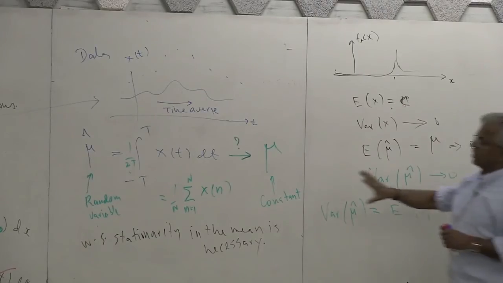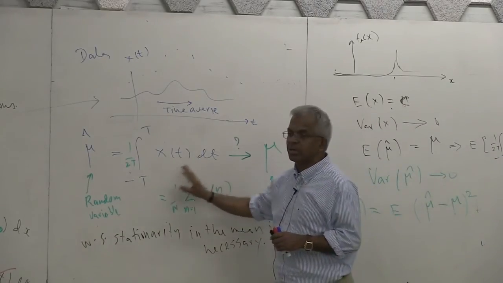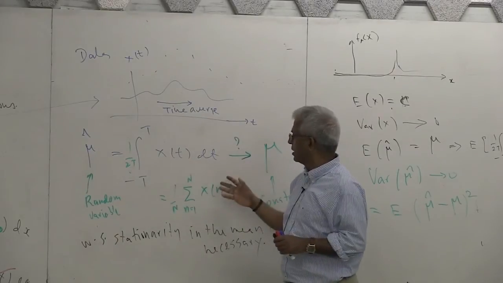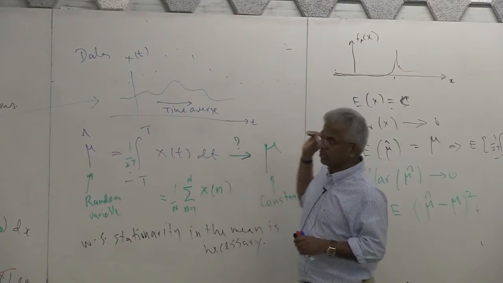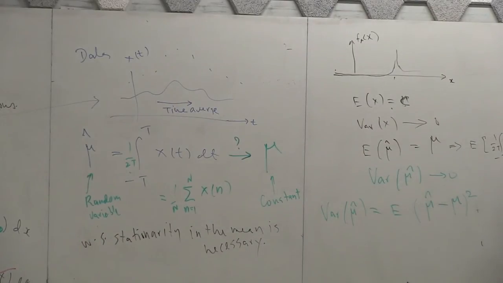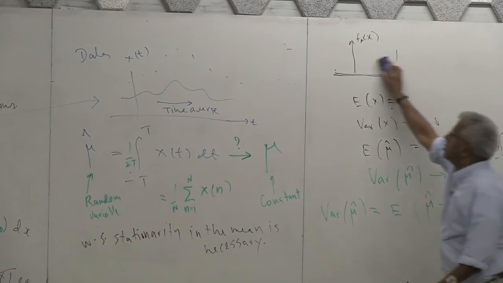So when you are using an average like this and saying this is my sample mean, you are actually saying that this quantity I can replace with this. But you do need an additional condition. The condition is this. So the necessary and sufficient condition for a process to be mean, if this is true, then you call the process mean ergodic. So this is mean ergodicity.